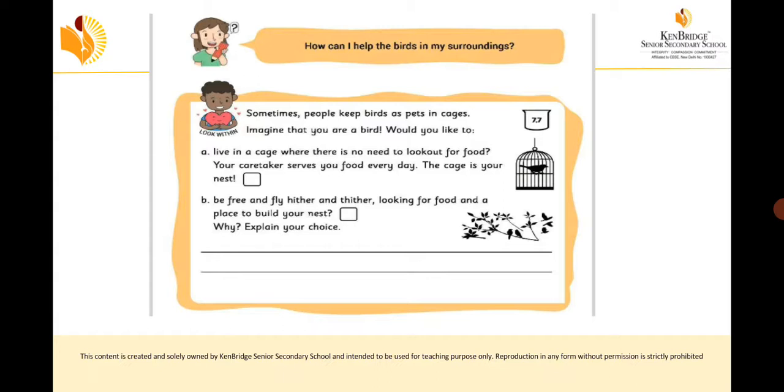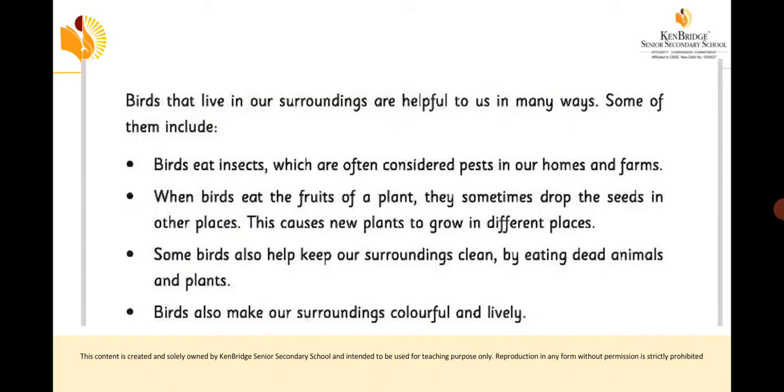So see the activity 7.7. Sometimes people keep birds as a pet in cages. Imagine that you are a bird. See how the activity has been given. You are a bird. What will you do? Whether you will live in the cage or you will fly over. Okay, you just tick an option and explain your answer. Why you are choosing I will live in the cage and why you want to be free. Okay, complete this activity.